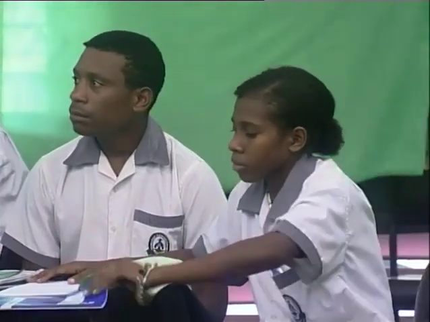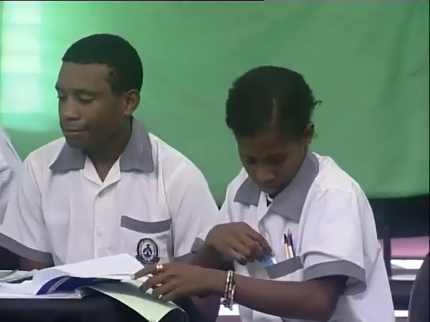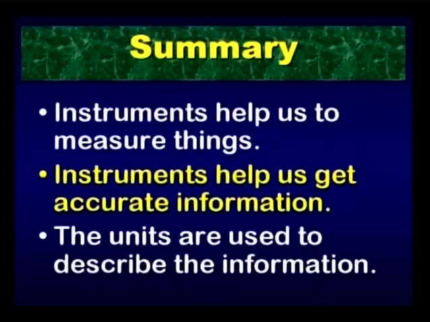Let's have a look at our summary for today. Please copy down your summary. We have 3 points for our summary. Fastest writer to jot down, somebody to read. The summary point number 1, first bullet point.